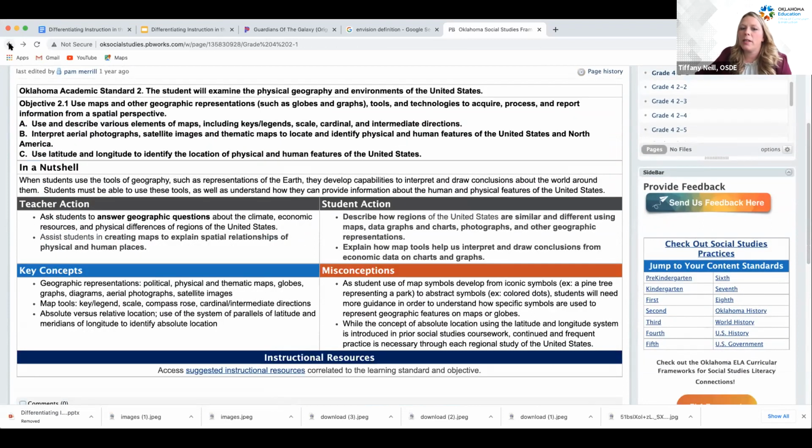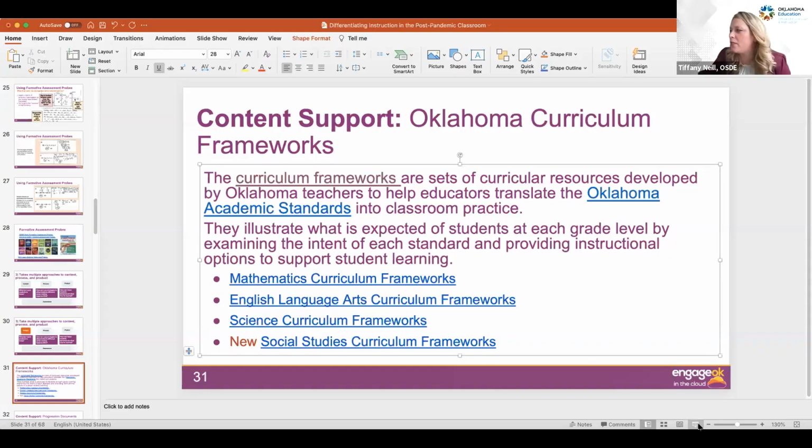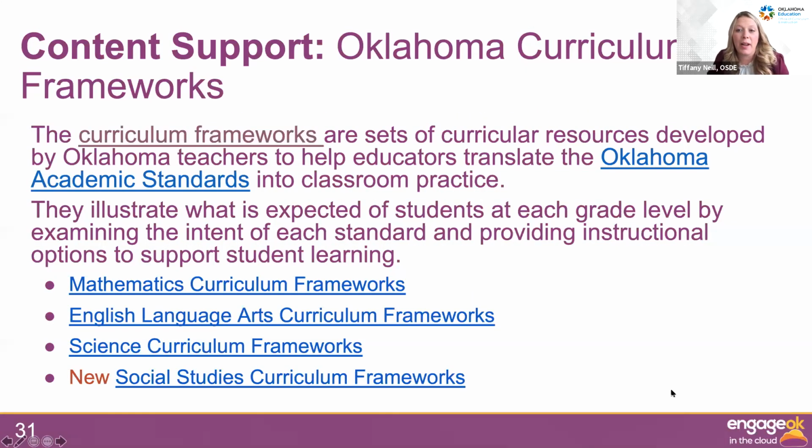So lots of support. If you haven't gone to the Oklahoma curriculum frameworks, obviously we're big advocates for that. And it just showcases the expertise of teachers in our state that they were able to develop such wonderful resources.